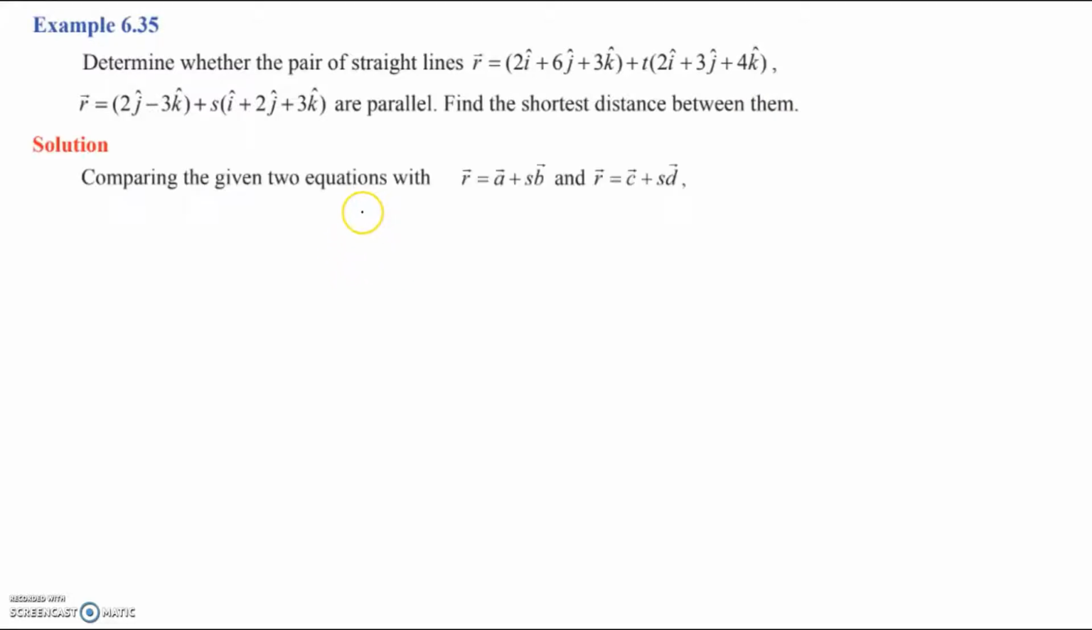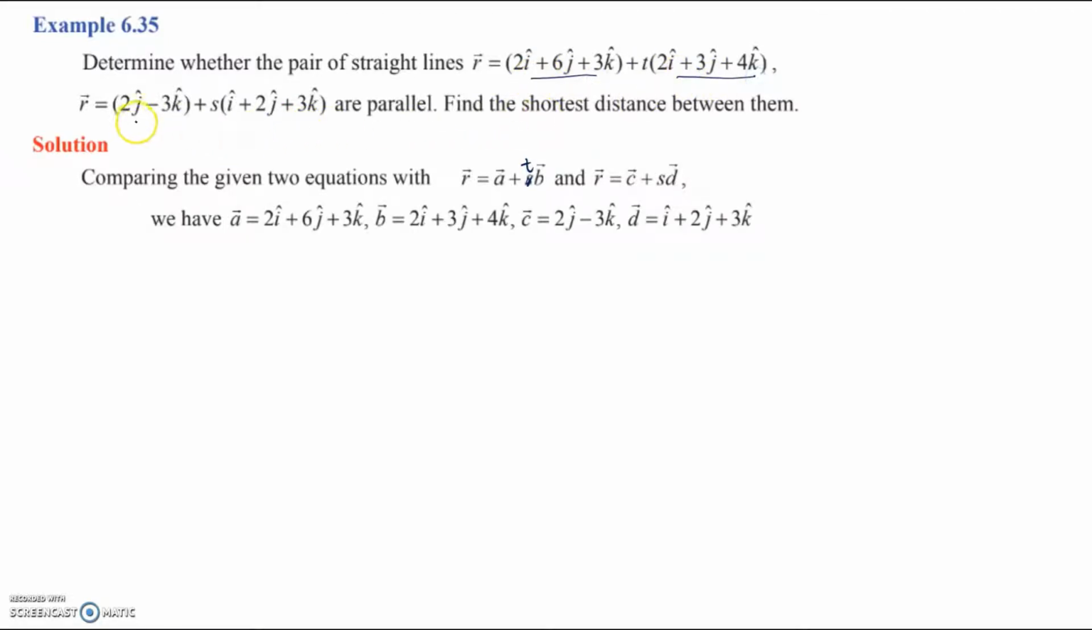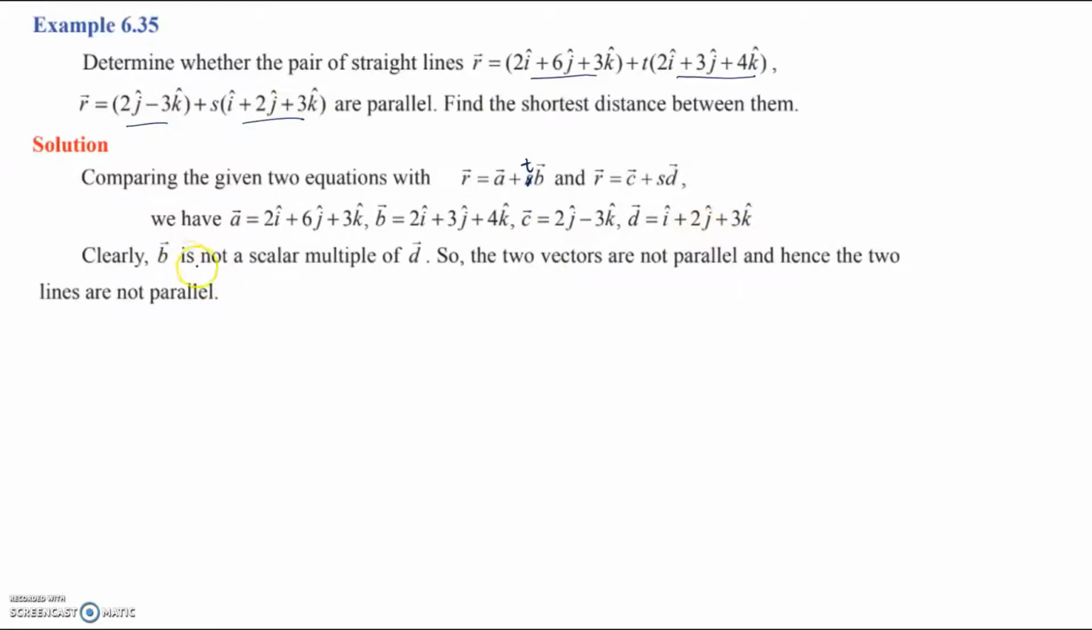So let's compare the two equations. R vector is equal to a vector plus t b vector, which is our first equation, and r vector is equal to c vector plus s d vector, which is our second equation. So we can define our a as this vector, b as this vector, c as this vector, and d as this vector. Now clearly vector b is not a scalar multiple of d. So the two vectors are not parallel and hence the two lines are not parallel.